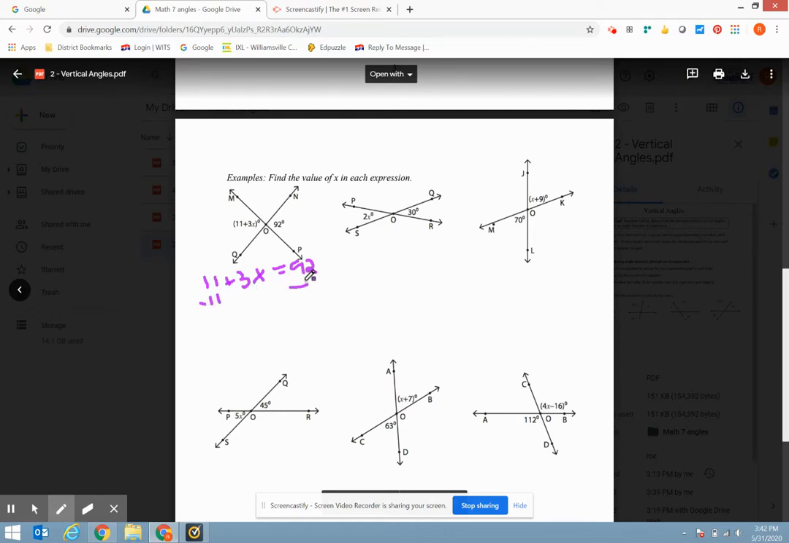So I subtract 11 from each side. And I get 3x equals 81. And then I would divide each side by 3. And I would get x equals 27. So if I plug that in, 27 times 3 plus 11 should equal 92.